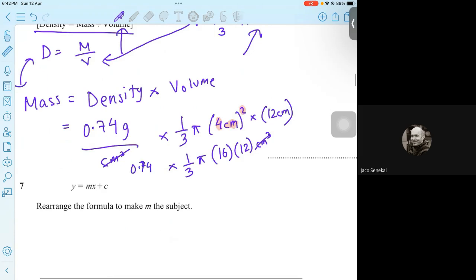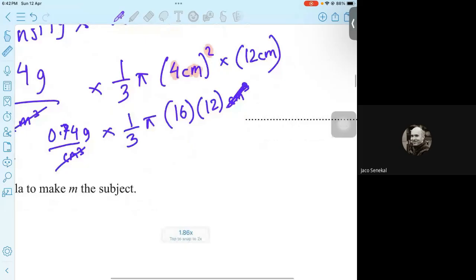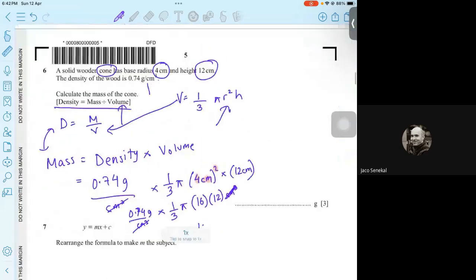So 0.74 grams, and then this is cm cubed. This and this get cancelled out, and we can just solve the rest of the math. So that is 16 into 12 into pi over 3, and there is also into 0.74 here. So that's basically the workout for this math.